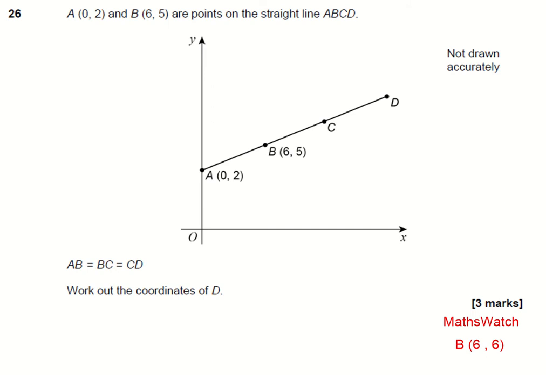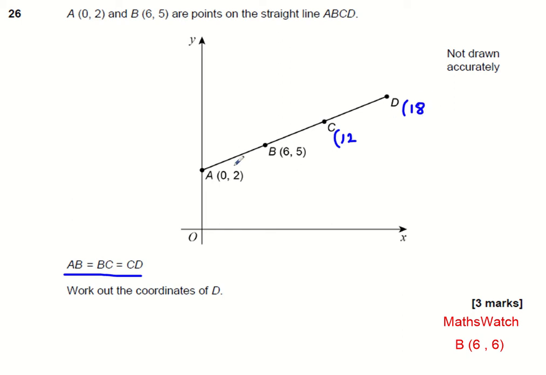A at the coordinate 0, 2 and B at 6, 5 are points on the straight line ABCD. AB equals BC equals CD. Work out the coordinates of D. This is telling you that they are equally spaced, which means that we're going to do the x coordinate and then the y coordinate separately. To get from the x coordinate of 0 to the x coordinate of 6, we've gone up by 6, which means that every time we move to the next letter, it's going to go up by another 6. So the x coordinate of C, 0 plus 6 is 6, plus another 6 is going to be 12, plus another 6 means the x coordinate of D is going to be 18.